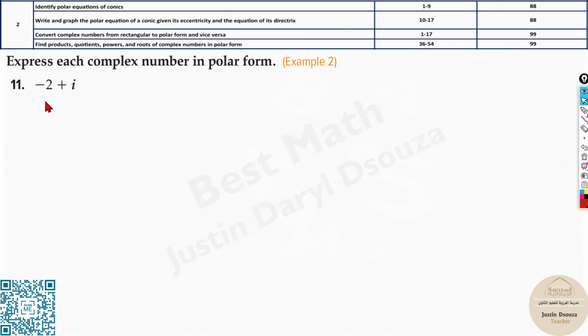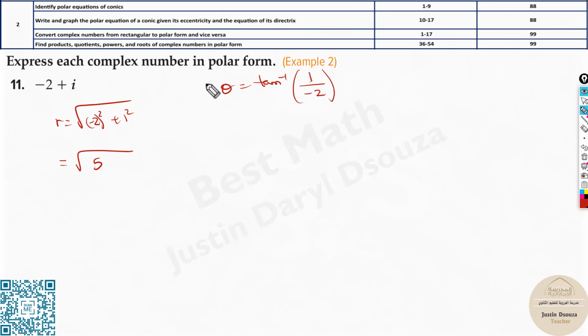Same thing over here. Now, I will do this problem because there's a little difference. r is simple. It's the square root of 2 squared plus 1 squared, or minus 2 squared plus 1 squared. The answer would be 4 plus 1, square root of 5. What about theta? It's tan inverse of b by a. b is 1, a is minus 2. But since the a value is negative, you need to add 180 degrees, or you need to add pi if it's in radians.